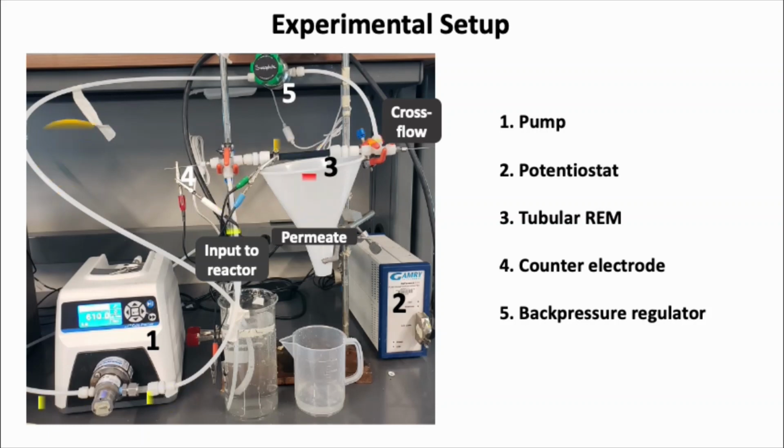So this is operating in cross-flow mode. We run the solution through the center, circulating that solution. A portion of that liquid is coming through the membrane pores, and that's known as the permeate. So we measure that over time to see the amount of contaminants that we are removing. So this is our overall experimental setup, and we're testing this technology, and hopefully we can apply this for the degradation of munitions wastewaters.